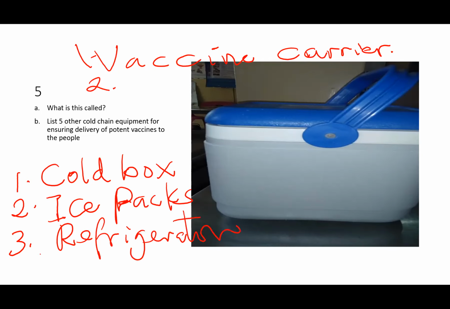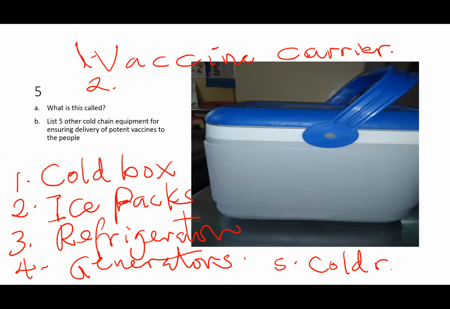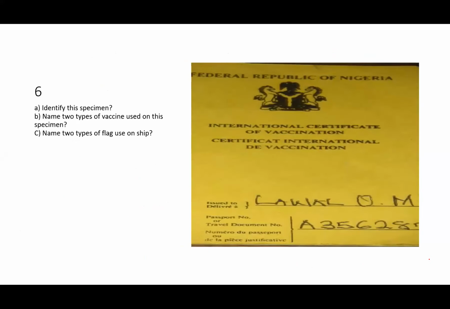Of course, in our region, you'll be talking about generator. Because if the light is off for a very long time, more than expected, even you will be wondering. So you have generator as part of the equipment we require to maintain. After generator, they said 5, then you have cold room. So when you see something like a cooler, it is a vaccine carrier.